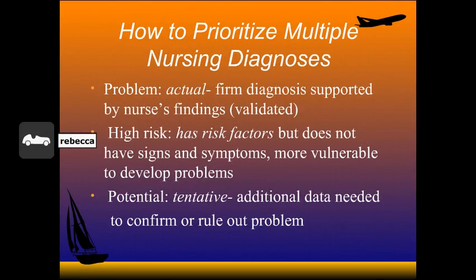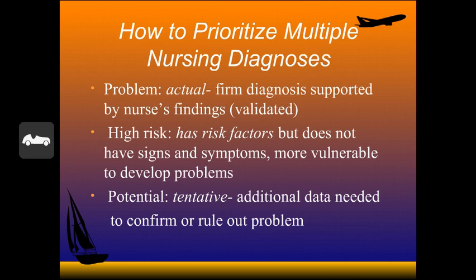Let's take a look at how to prioritize multiple nursing diagnoses. The first is an actual problem. This is a firm diagnosis that is supported by your findings. It's validated by data that you've collected.